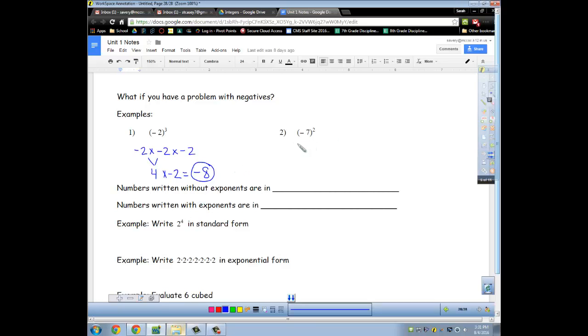Number 2, negative 7 to the second power. So negative 7 times negative 7. Well, we know 7 times 7 is 49, but we also know a negative times a negative is a positive, so the answer is 49. Next, numbers written without exponents are in standard form. So I tend to think of this as the answer. So if it doesn't have exponents, that means that you solved it. Numbers written with exponents are in exponential form, which makes sense because it has the word exponent in it.